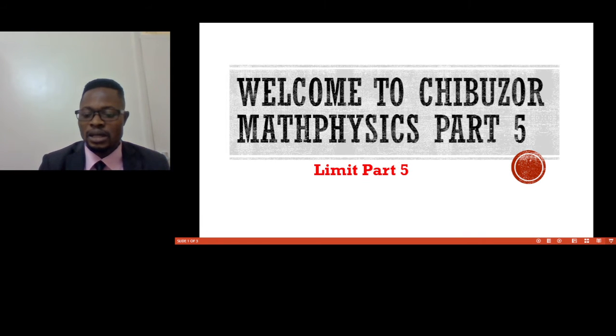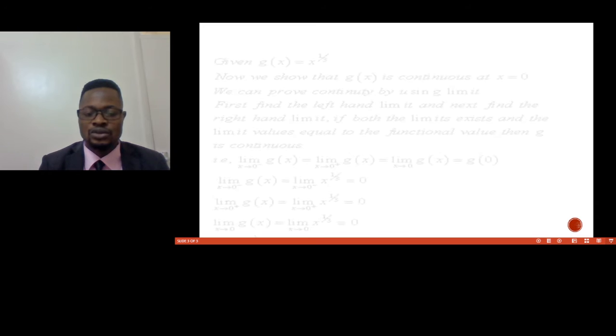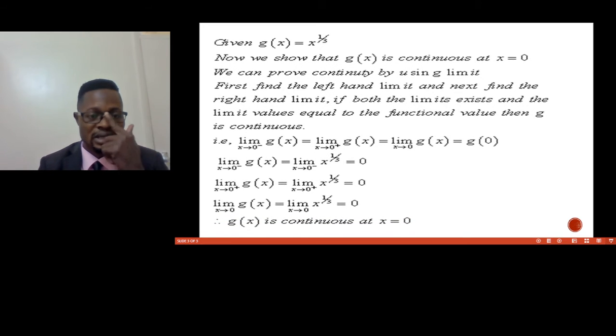Let's see. Here we have a question given to us: let g of x be x to the exponent of 1 over 3. Our function g of x is given by x to the 1 over 3, and you are to show that g is continuous at x equals 0. To show that, you need a prerequisite knowledge, which I told you from part 1 of this video.